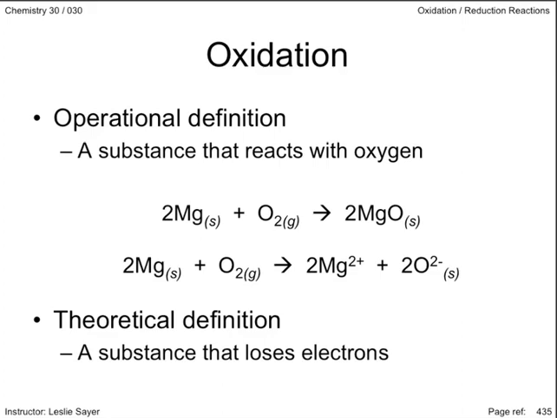A theoretical definition is one that attempts to explain why a phenomenon occurs. The theoretical definition of oxidation, then, is the loss of electrons.